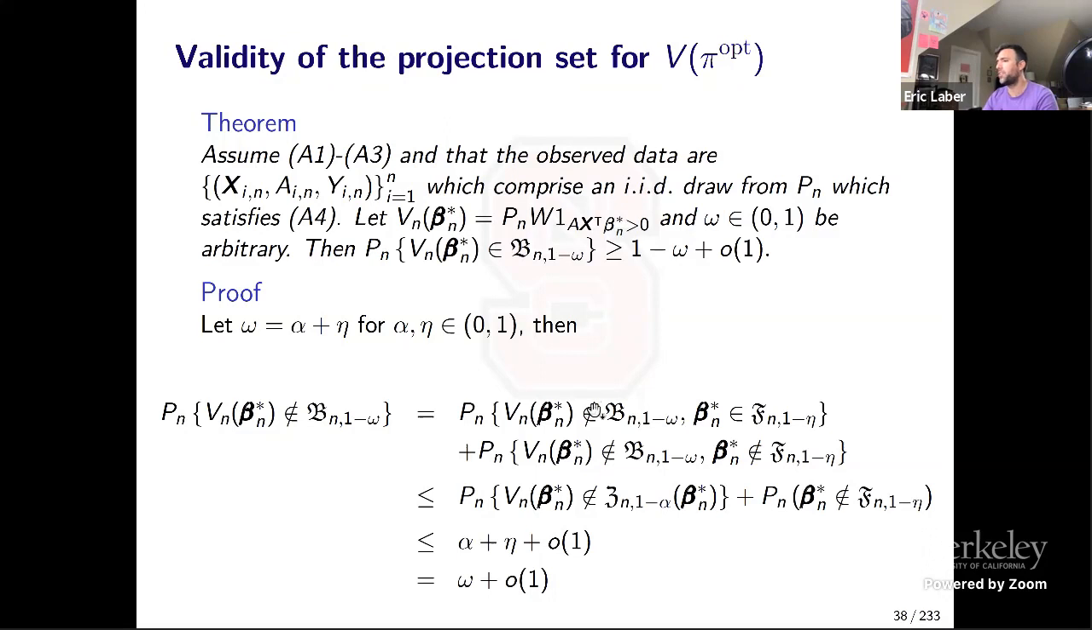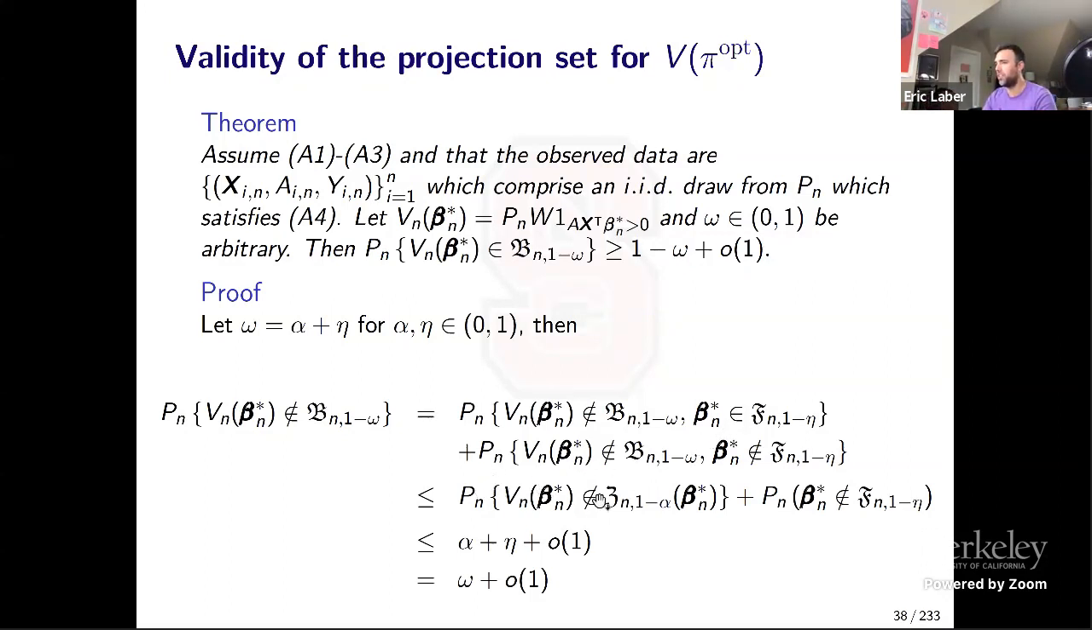If we look at the probability that our confidence set misses, what has to happen in this first case is that our confidence interval for the value of beta star, treating beta star as fixed, has to not cover. That's what this is saying. That's what this set is as a function of beta star: the confidence interval for the value as if beta star was given to you. Why is that? Remember, this thing here is a union of all those sets, and beta star n is in there, so it has to include the set with beta star n plugged in.